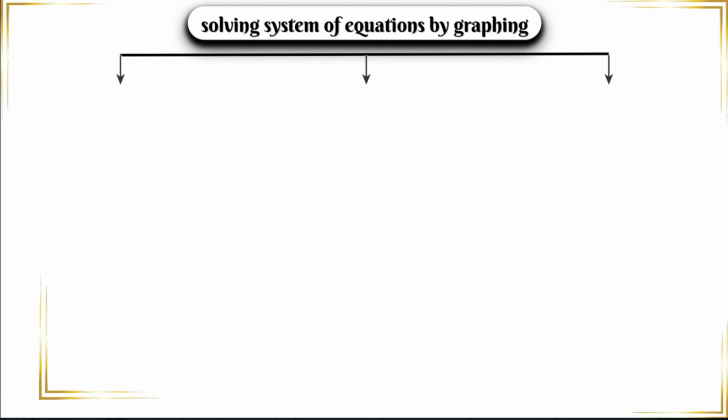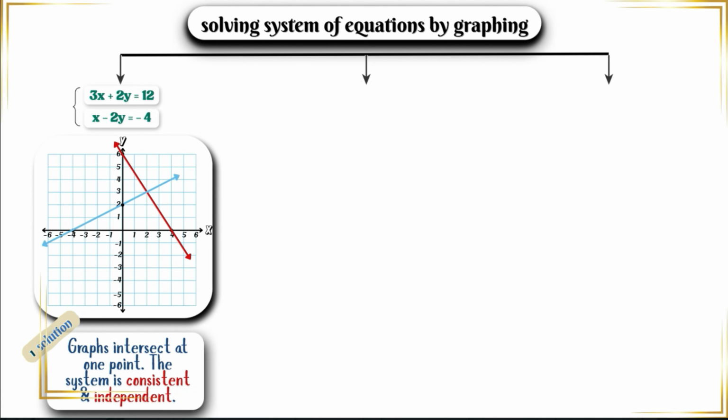Today we'll talk about solving a system of equations by graphing. A system of two linear equations can have one solution, an infinite number of solutions, or no solution. For example, if the graphs intersect at one point, we say we have one solution and the system will be consistent and independent.